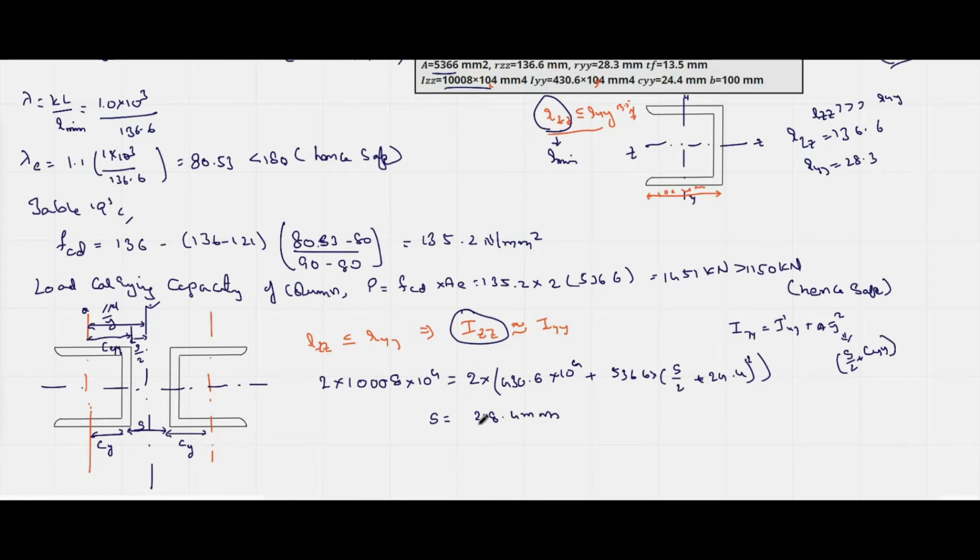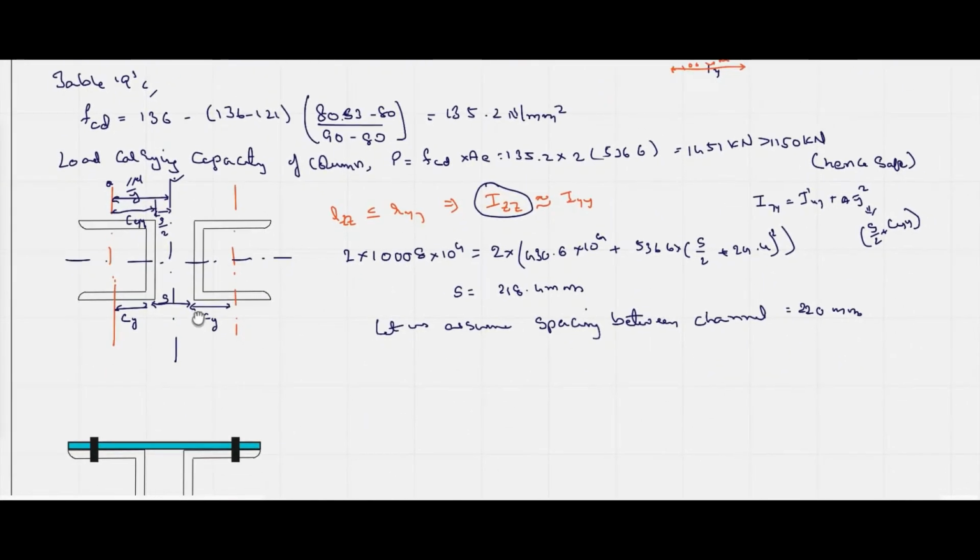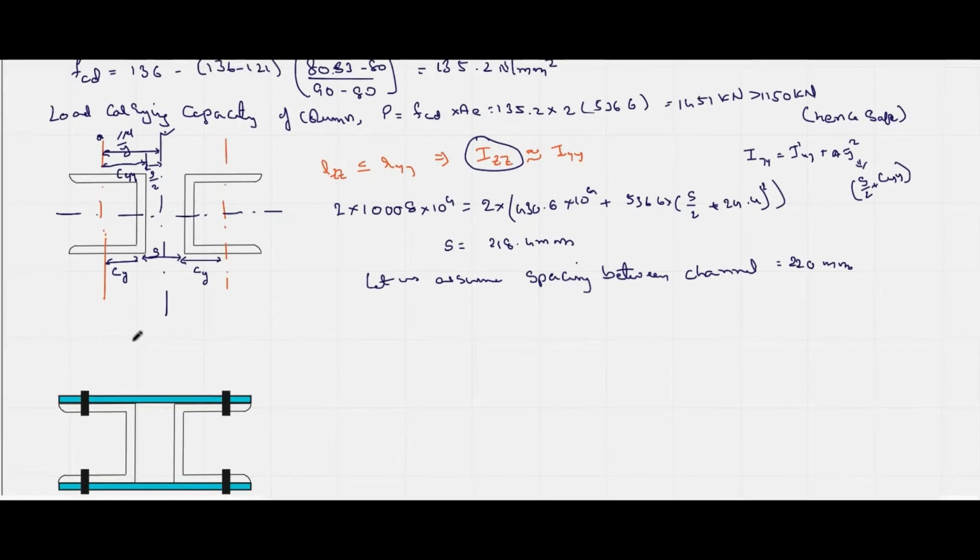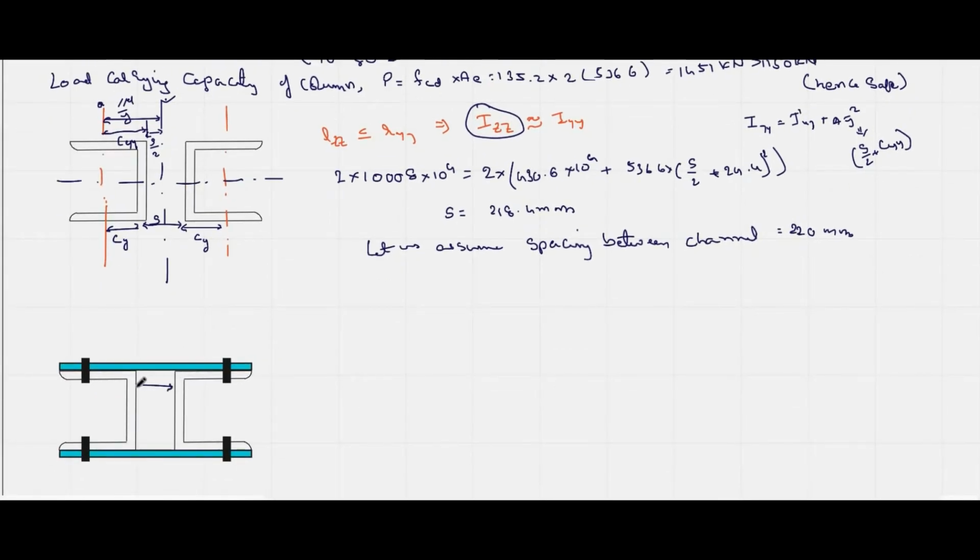So at least if the spacing is 218.4 mm, then only RZZ will be equal to RYY. So let us assume the spacing between channels as 220 mm. Now let us design, this is our section. Now it is safe, and we are going to give a spacing between the two channels of about 220 mm.